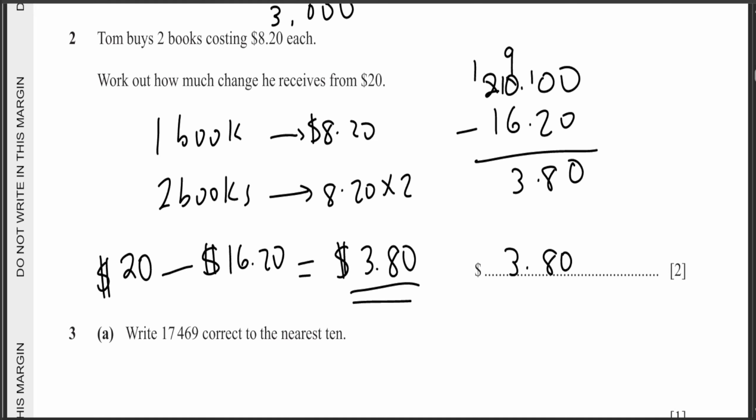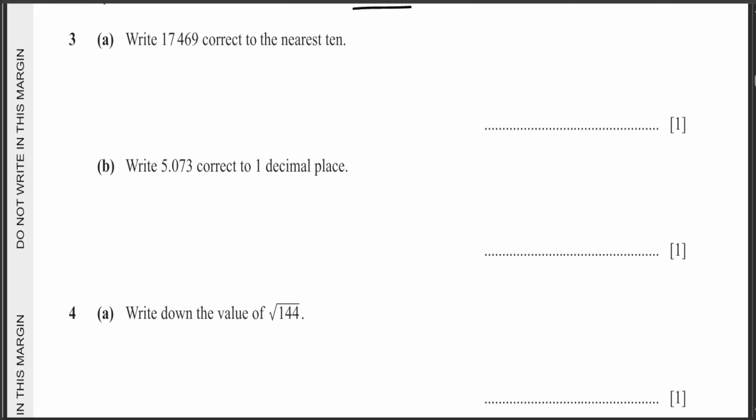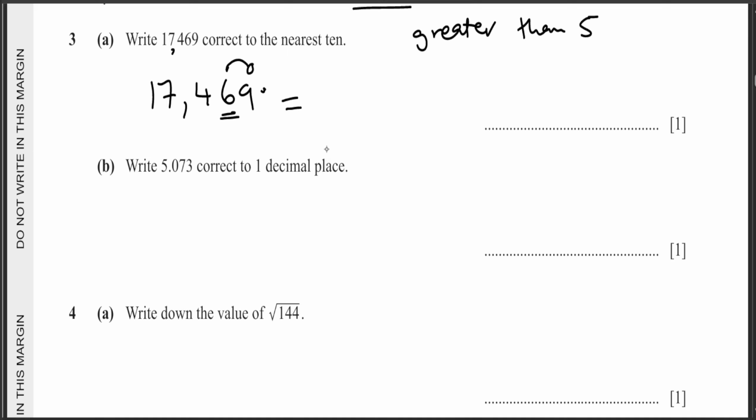Let's go to question 3. Write 17,469 correct to the nearest 10. Very easy. This is ones, this is tens. So you look in front of 6, which is 9. Since 9 is greater than 5, you round up the 6. You just add 1 to the 6 and you'll get 17,470. Instead of 6 you write 7, but the 9 becomes 0. So that is the answer.